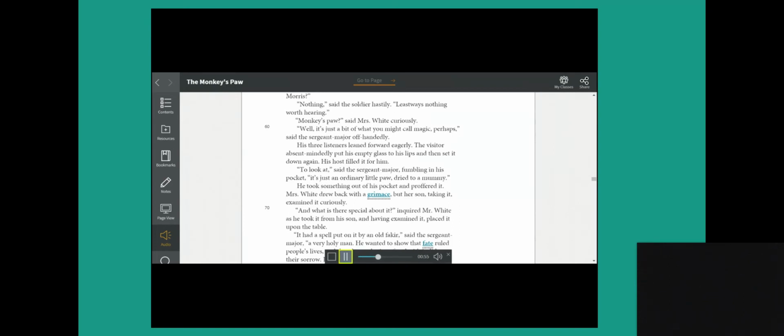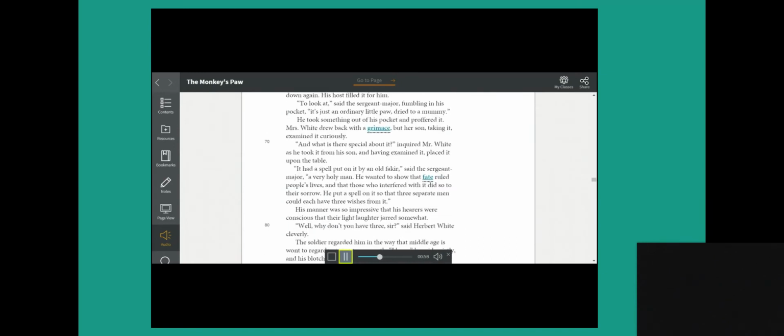"To look at," said the sergeant major, fumbling in his pocket, "it's just an ordinary little paw, dried to a mummy." He took something out of his pocket and proffered it. Mrs. White drew back with a grimace, but her son, taking it, examined it curiously. "And what is there special about it?" inquired Mr. White, as he took it from his son, and having examined it, placed it upon the table.